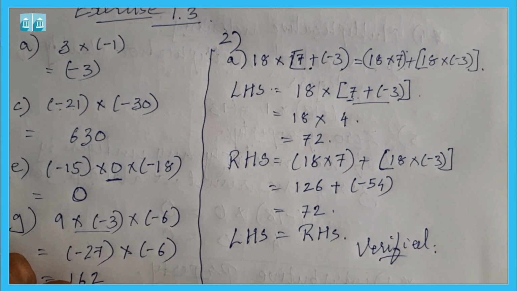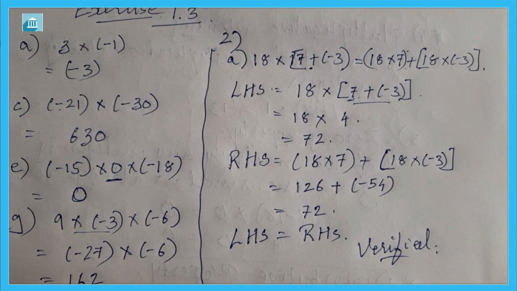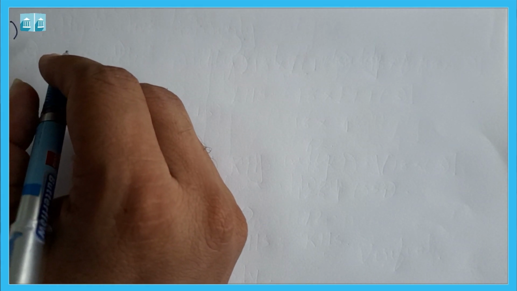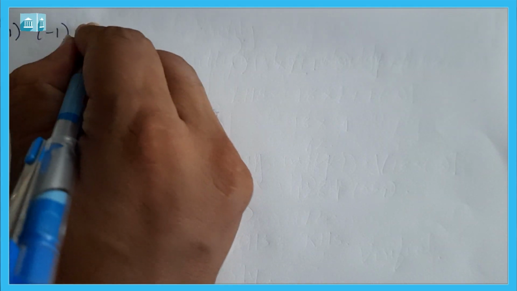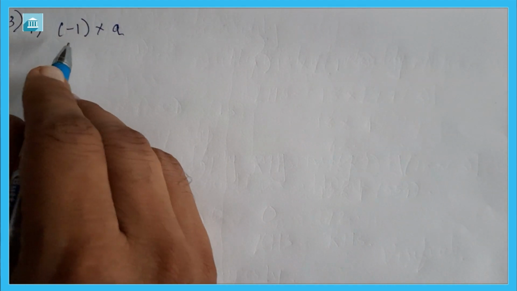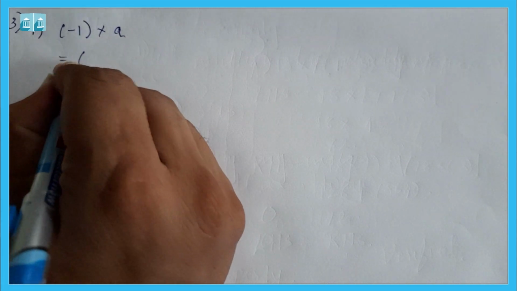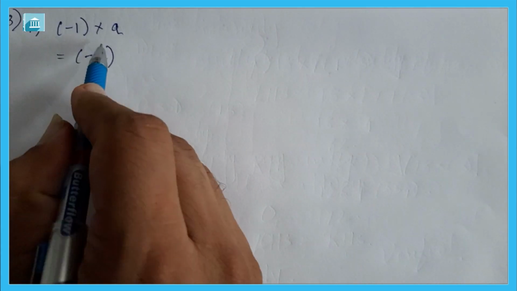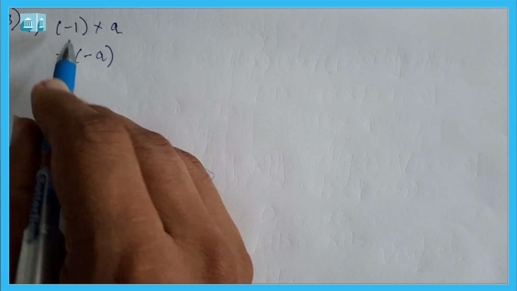Both are equal, so it is verified. Let us see question number 3. First, for any integer a, what is minus 1 into a? We had studied that the multiplicative identity of integers is 1. So for any integer a, minus 1 into a will become minus a. Minus 1 into a is always the negative of that number.